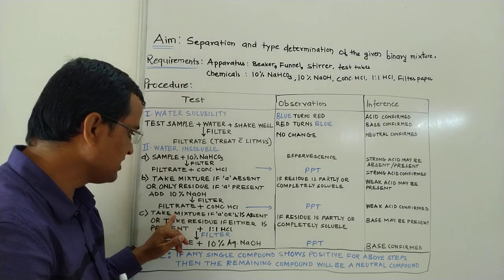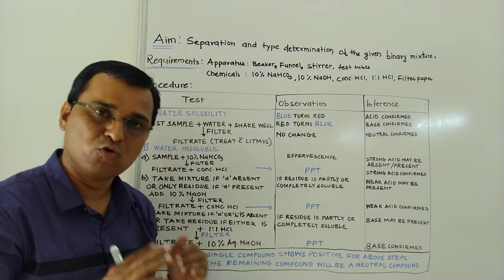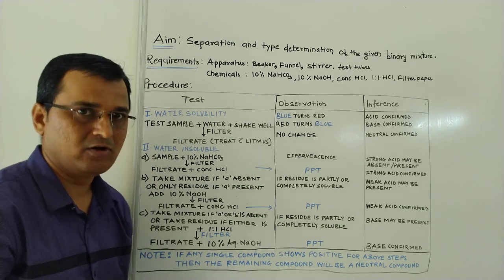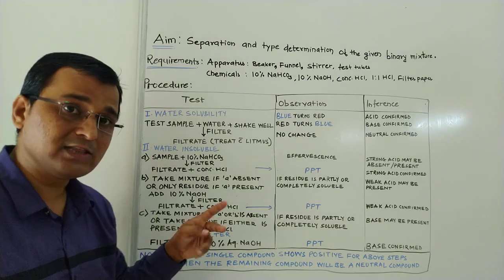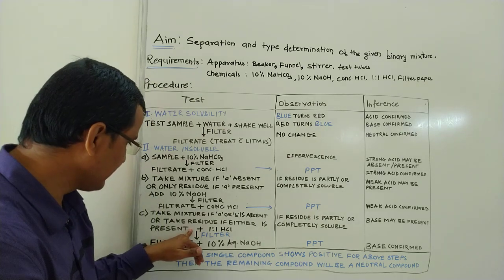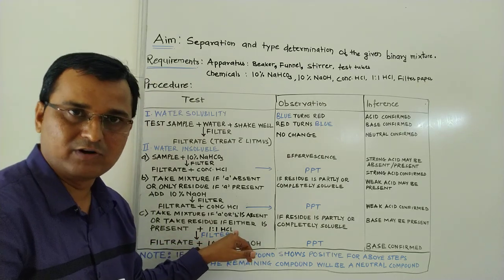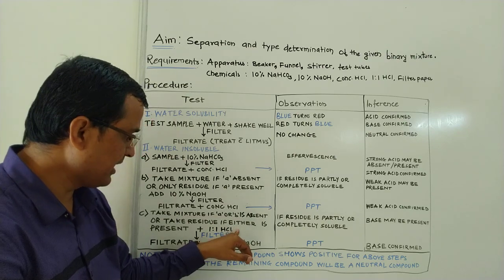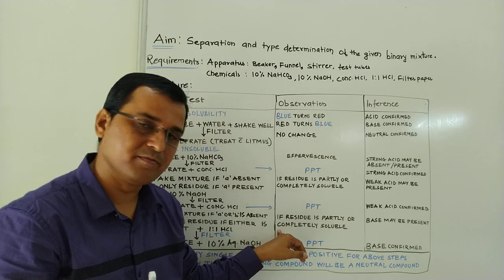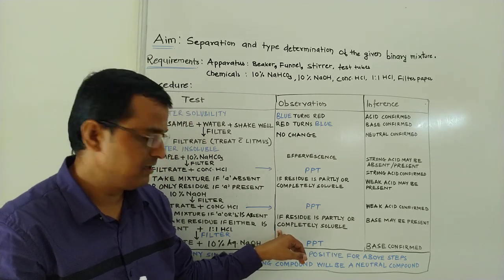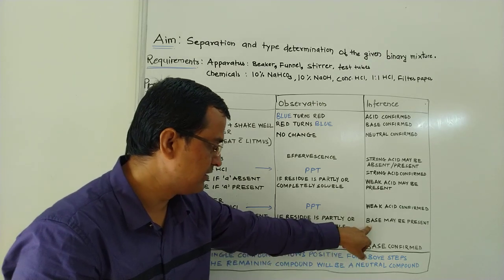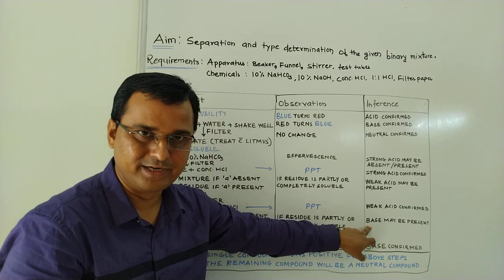Take a mixture if A and B are both absent, or take a residue if either of the above compounds is present. Then to this, add 1:1 HCl. Upon addition of 1:1 HCl, check whether the residue is partly or completely soluble. If it is partly or completely soluble, then a base may be present in it.